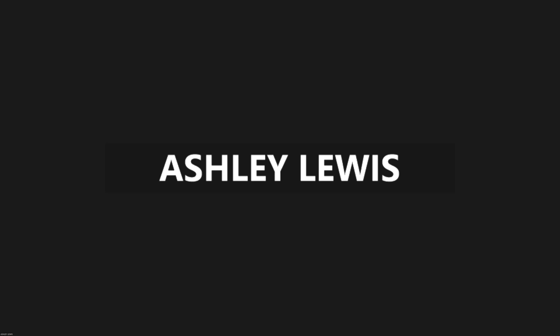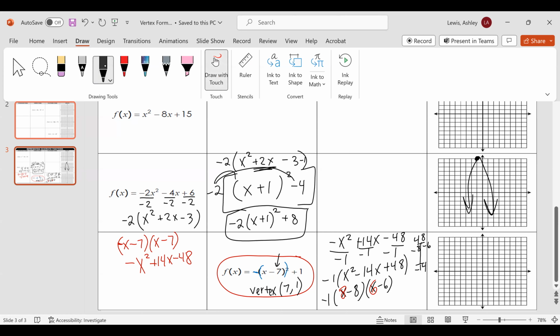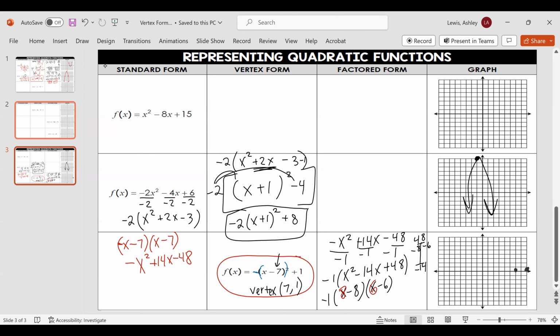Oh, let me just do it on here. Let's see. Okay, so my x-intercept is right here at 8. Let me draw it again. So my x-intercepts are here at 8 and 6, and my vertex was at (7, 1). So that's what my graph would look like. Any other questions, guys?